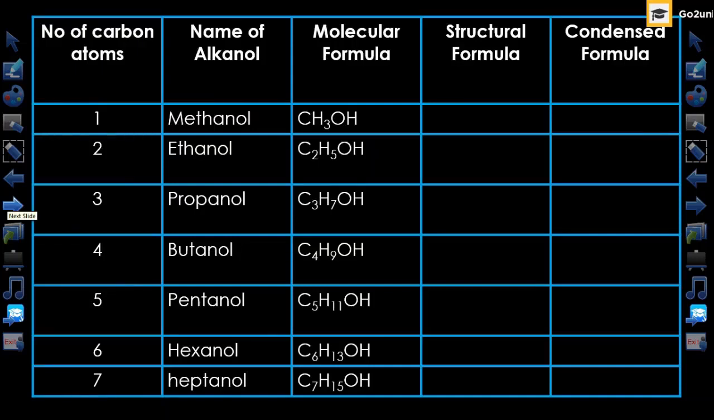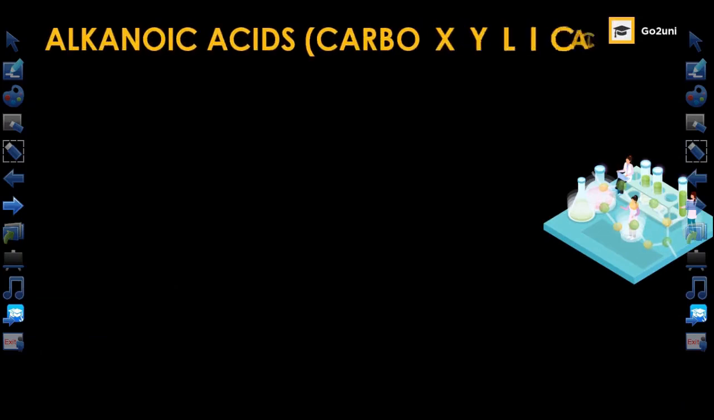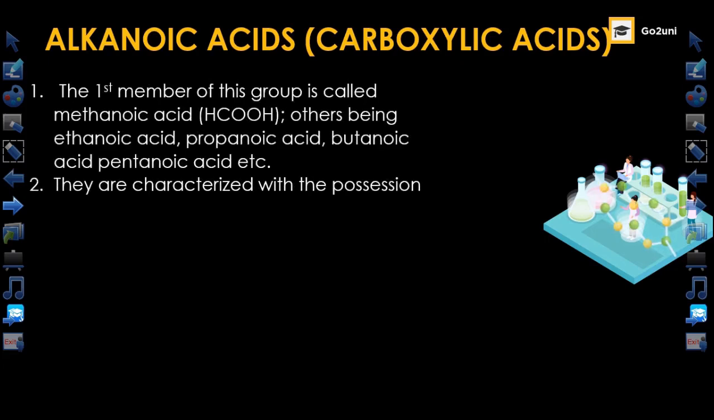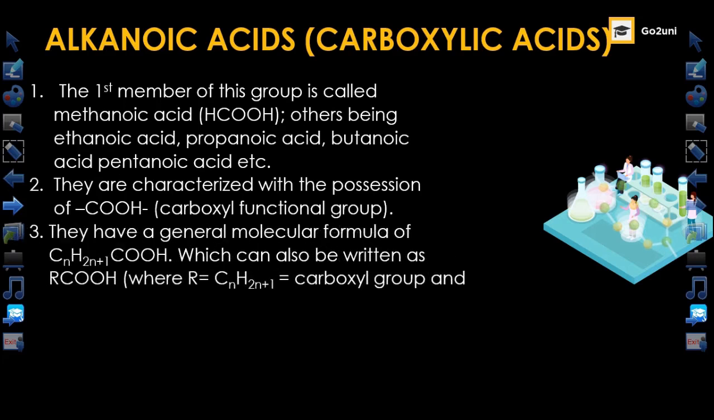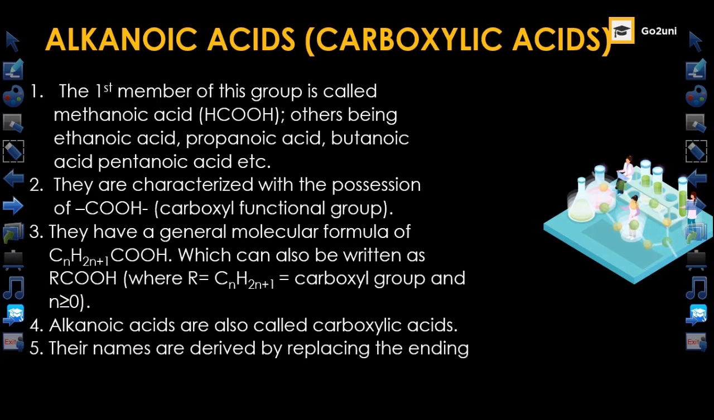So having seen that, we proceed to our next homologous family, which is alkanoic acids. Alkanoic acids are also called carboxylic acids. The first member of the group is called methanoic acid, with the molecular formula HCOOH. Other members of that family include ethanoic acid, propanoic acid, butanoic acid, pentanoic acid, etc.